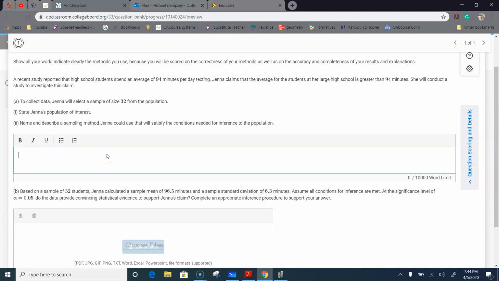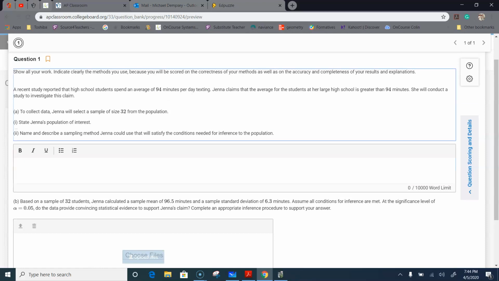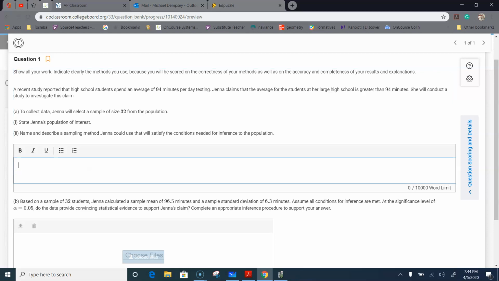Okay, so looking at the free response we left off with last week, Jenna is studying texting habits, and there's a claim right from the start, right? It says a recent study reported that high school students spend an average of 94 minutes per day texting. So that's what we're going to use for our claim value, right? Jenna claims that the average for the students at her large high school is greater than that, okay?